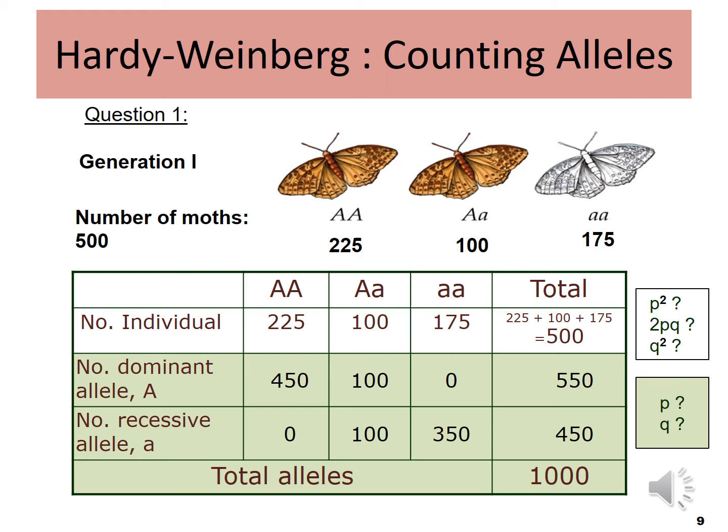For the numbers of dominant and recessive alleles in the homozygous recessive population, we need to multiply the number of homozygous recessive individuals by 2 to get the number of recessive allele a. So the answer is 350. As all the alleles are recessive, the number of dominant alleles in the homozygous recessive population is equal to 0. Based on this calculation, we can say that the total number of alleles present in the population is equal to 1000.